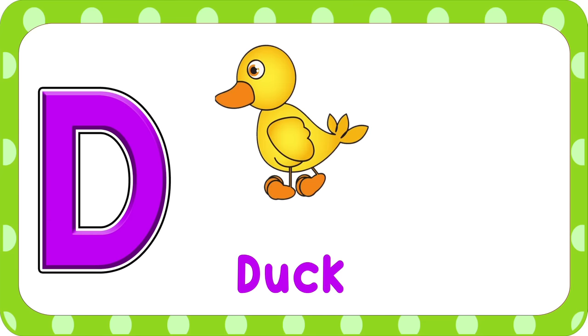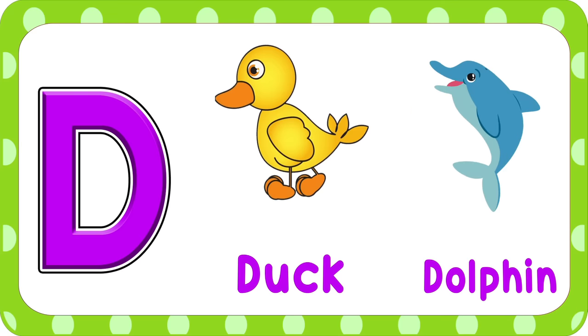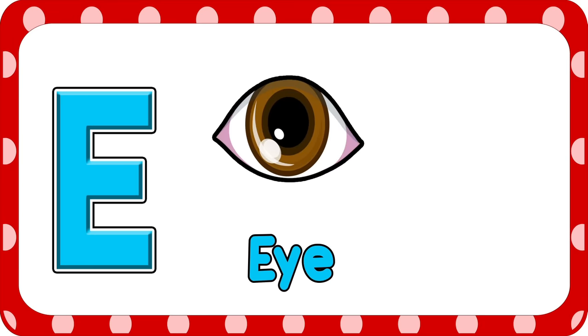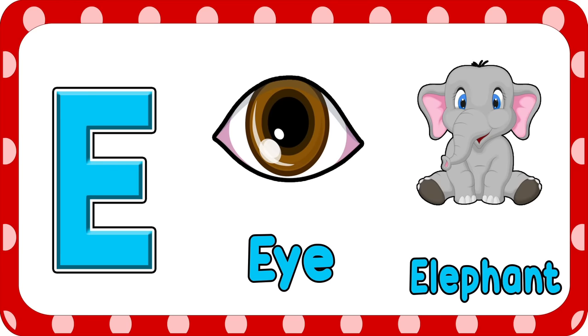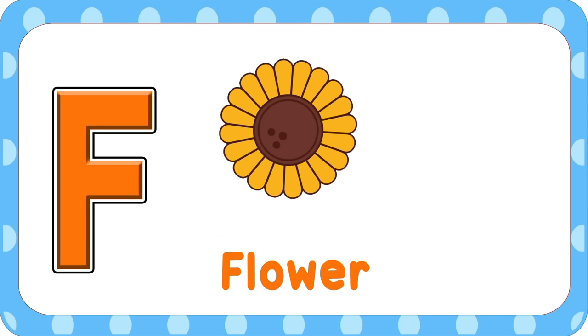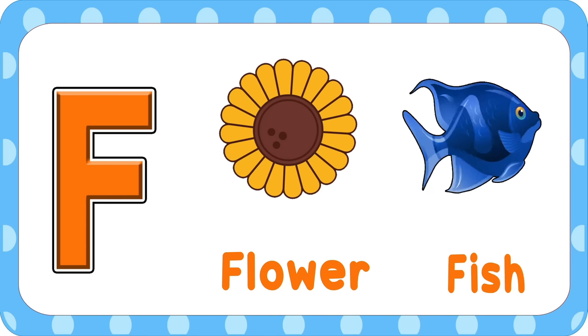D. D for duck. D for dolphin. E. E for eye. E for elephant. F. F for flower. F for fish.